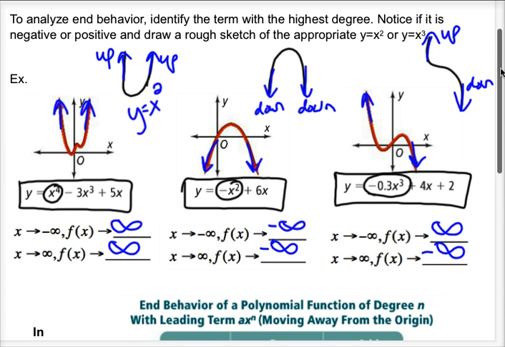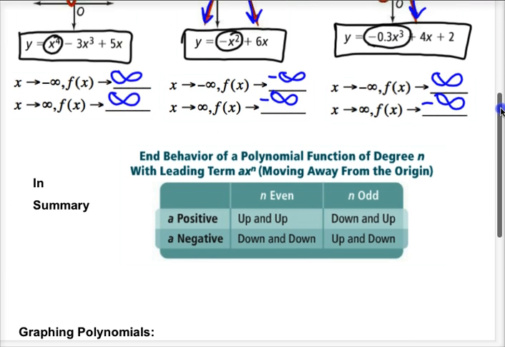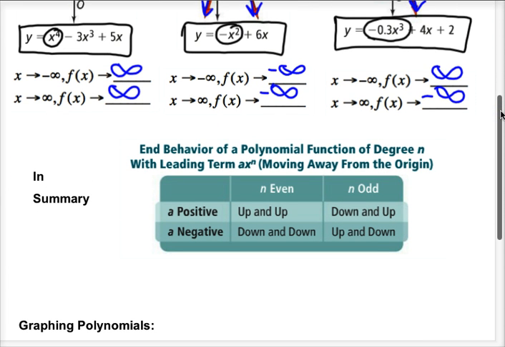So that's how I need you thinking about these, okay? Being able to draw those rough sketches and analyze what the end behavior looks like. Now, in summary, I do have this little table for you, but again, there's no need to really memorize this table, because if you can draw that sketch for me, you can determine anything, all right? So again, this is just for your benefit, but don't feel a need to memorize this table, because as long as you can make those sketches, you're going to be able to visually see the end behavior and not have to memorize up, up, down, down, up, down, and down, up.